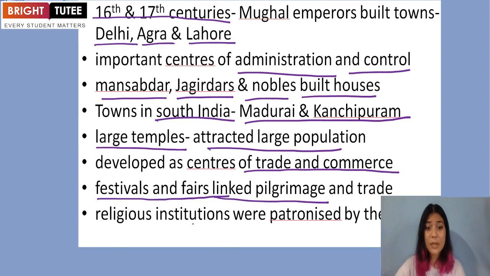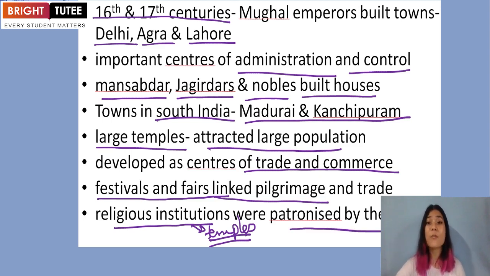Now the religious institutions like temples, which were often built in the towns and cities, were patronized by the rulers. They were encouraged by the rulers. Money for constructing such religious institutions and temples was given by the rulers. So you see, the rulers played an active part in the development of towns as centers of economic activities as well as cultural activities.